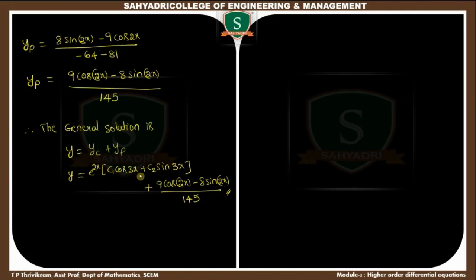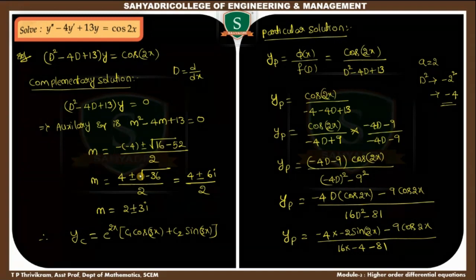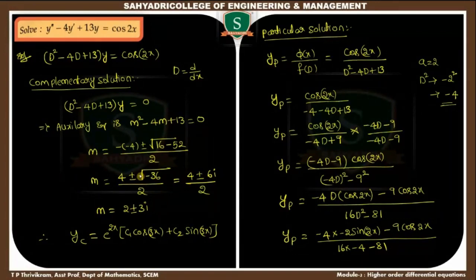So in this way we have to write the solution for sin or cos x on the right hand side. Just go through it once again. Fine, any doubts?